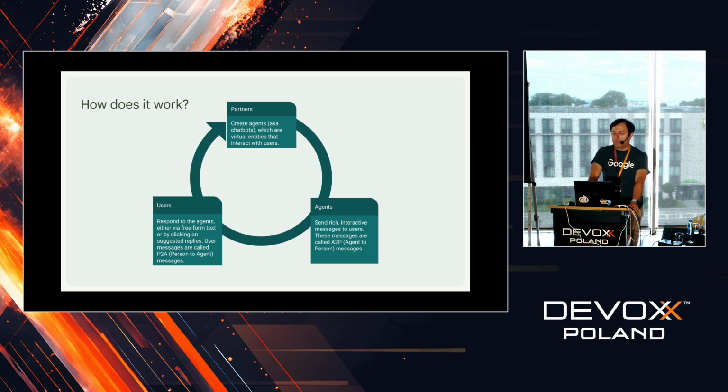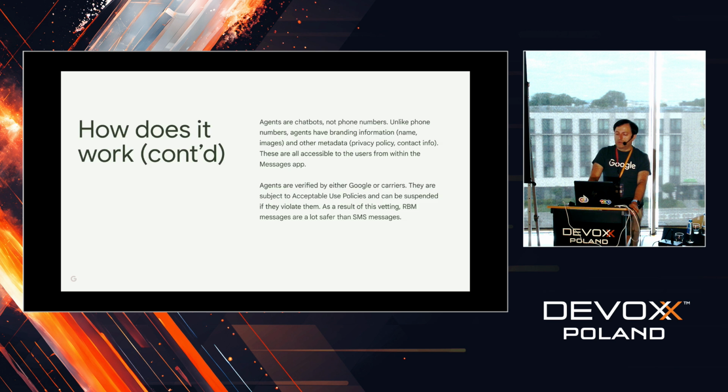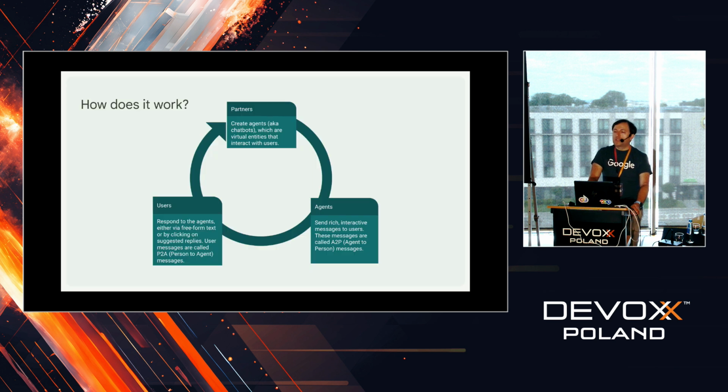Now, how does RBM work? RBM works via these virtual entities called agents. So the brands or partners create these agents. They're also known as chatbots. And these agents are the ones that send the messages to the user. And the user replies to those agents. As a result, the partners get back the user's reply, and they can then respond in kind. So they can have the full conversation between the user and the partner via those agents.